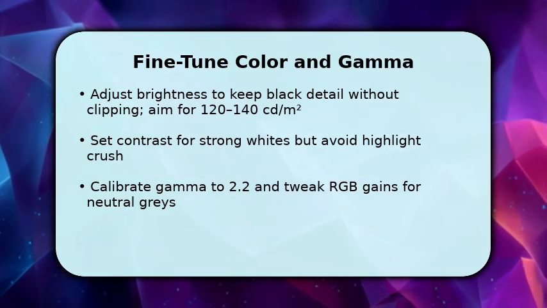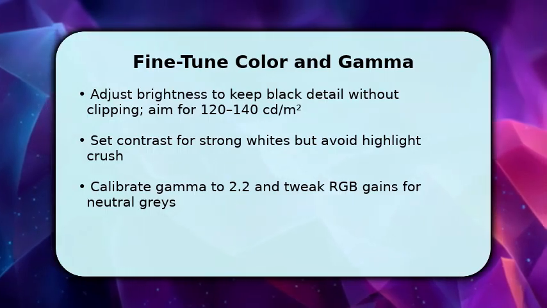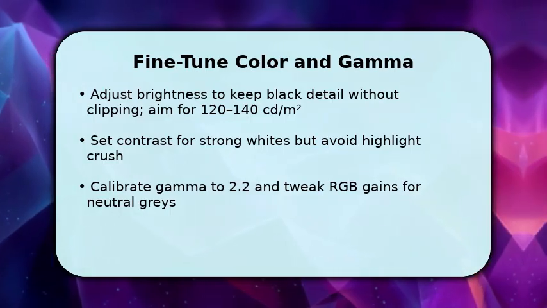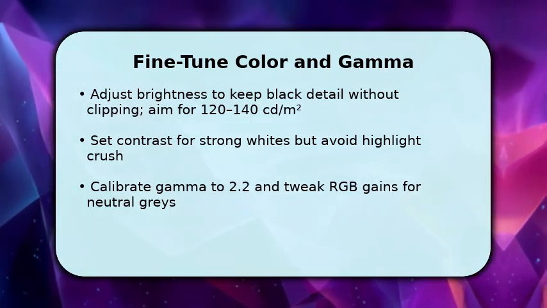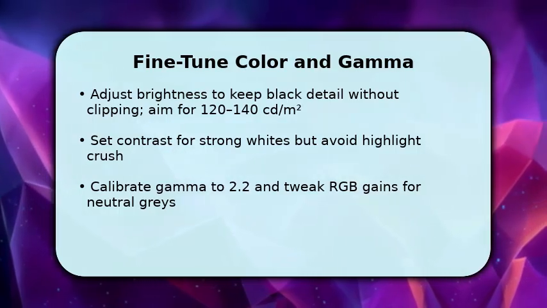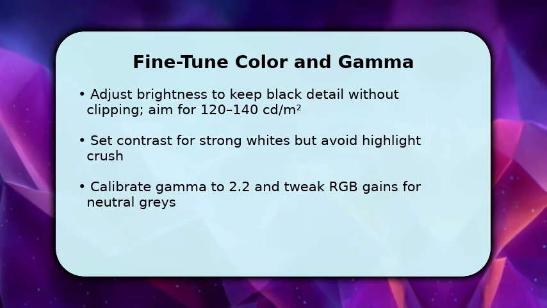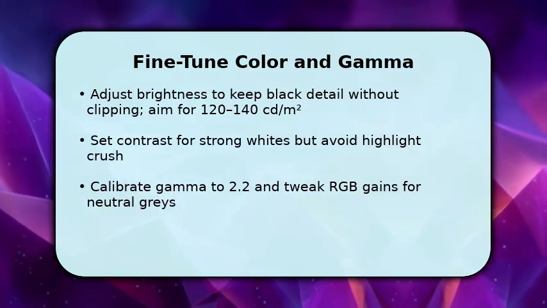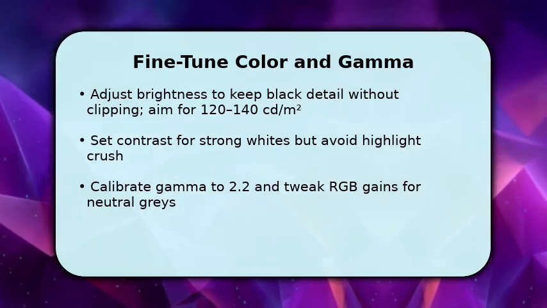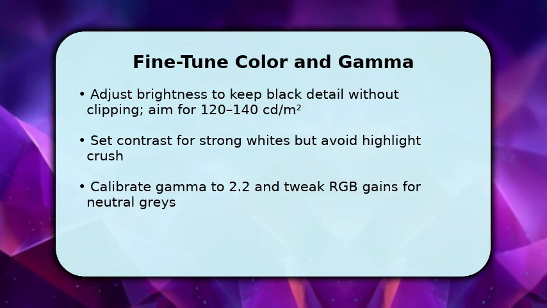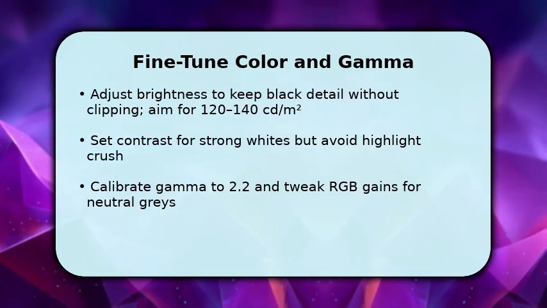Start by setting brightness so black detail remains visible. A target around 120 to 140 cd/m² works for most rooms. Then increase contrast until whites are vibrant but not blown out. Stop before highlight clipping appears. After that, set gamma to 2 for consistent midtones, and nudge RGB gain controls to remove color casts. Aim for neutral grays. Use test patterns or a calibration tool.